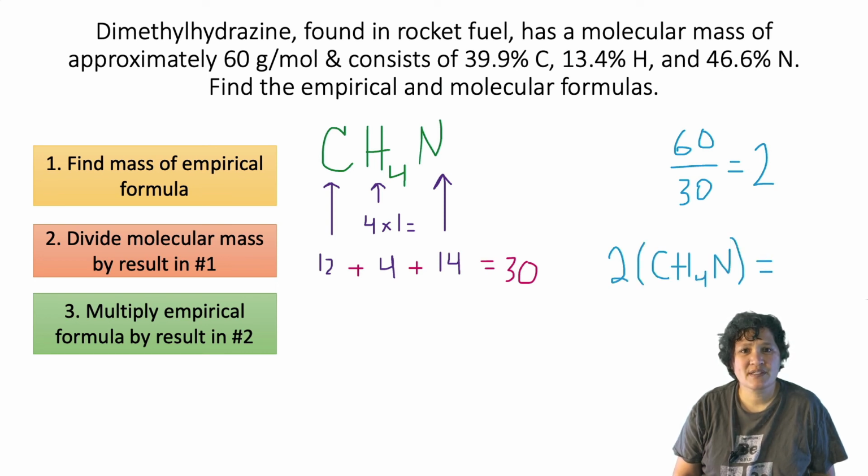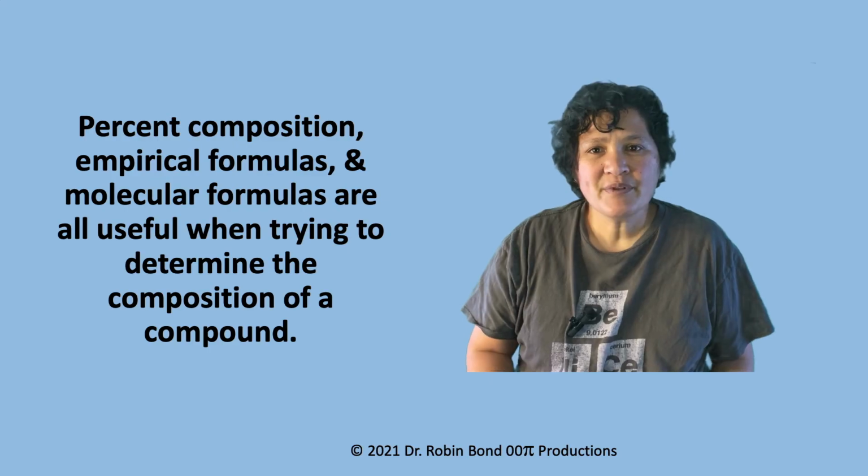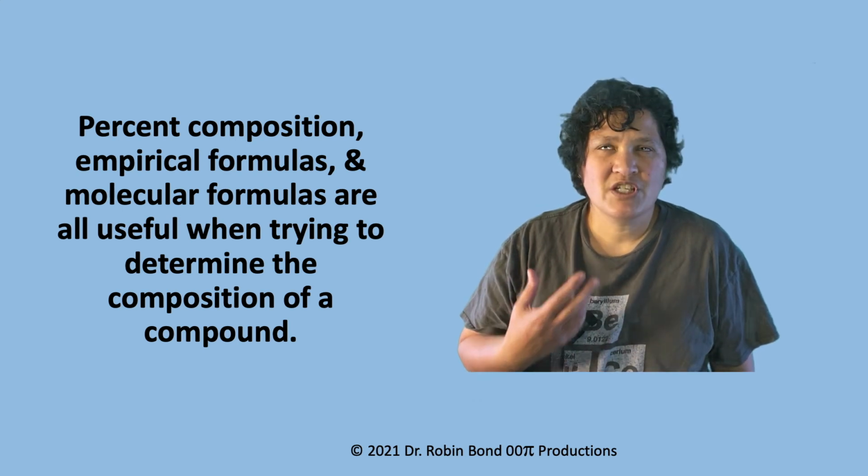Twice as many carbons gives us C2, twice as many hydrogens give us H8, and twice as many nitrogens give us N2. So there's our molecular formula, C2H8N2. So a couple of questions come up when I'm teaching this.